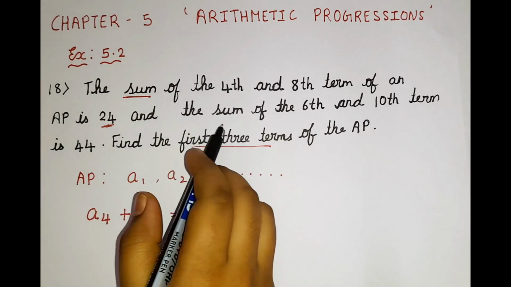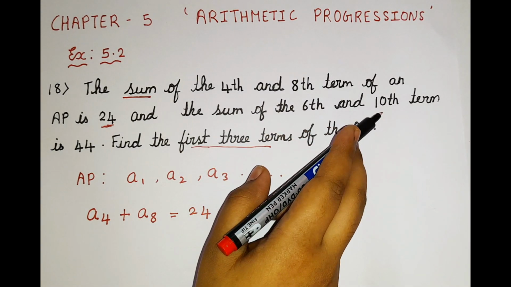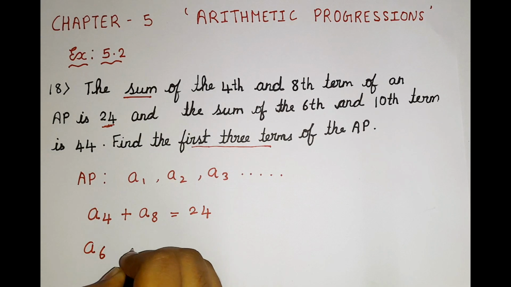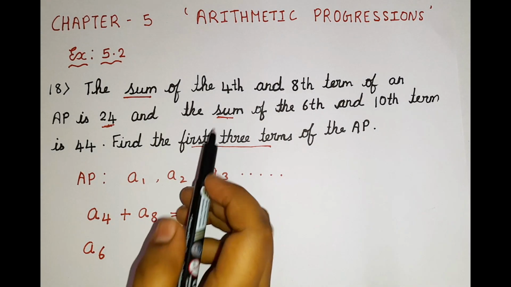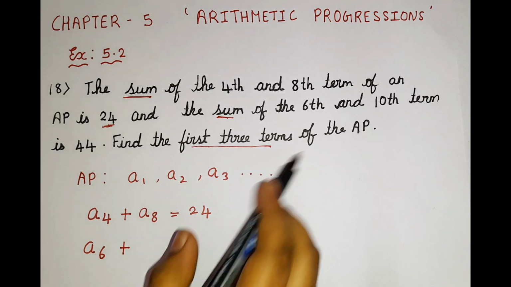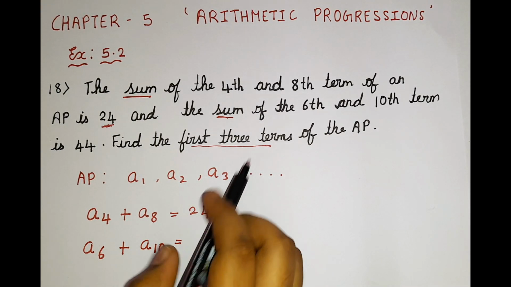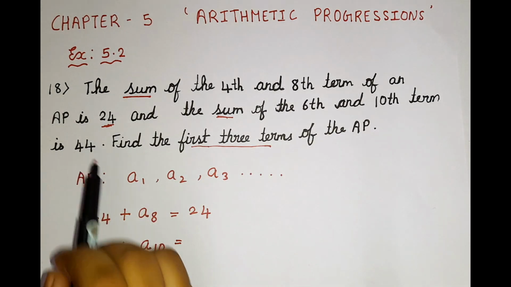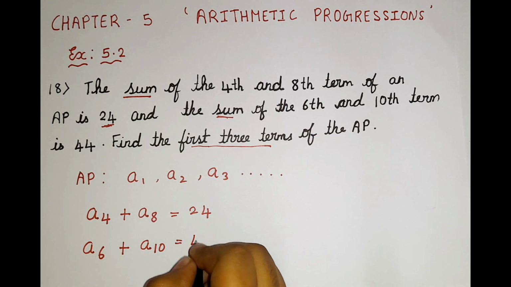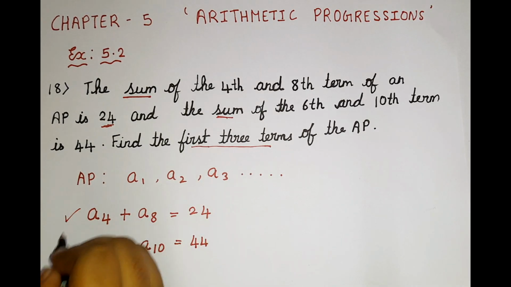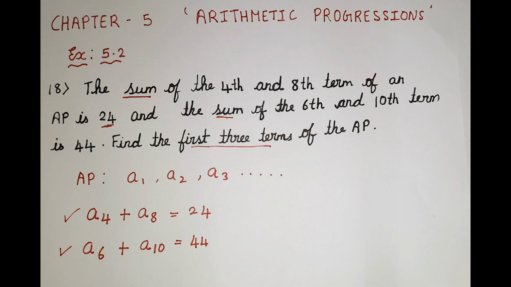And the sum of the 6th and 10th term. So the 6th term I can write as A6, and since they mentioned sum, let us add it with the 10th term, that is A10. So the sum of the 6th and 10th term is 44, so A6 plus A10 is equal to 44. These are the two pieces of information mentioned in the question, and we are supposed to solve this question by using them.